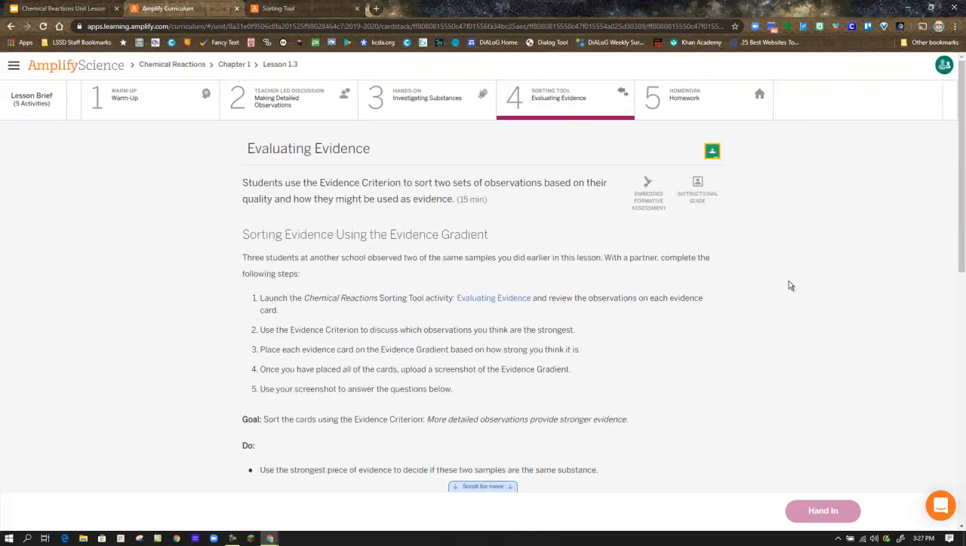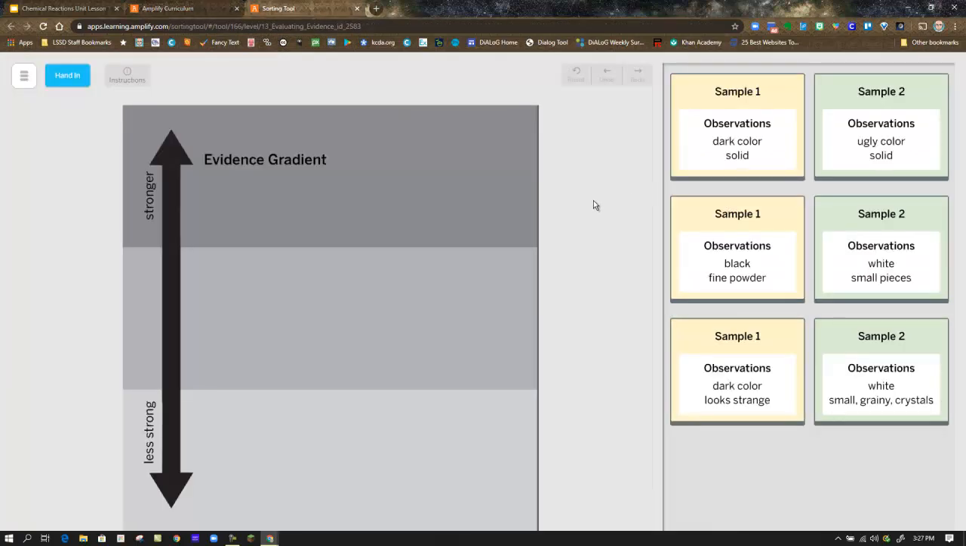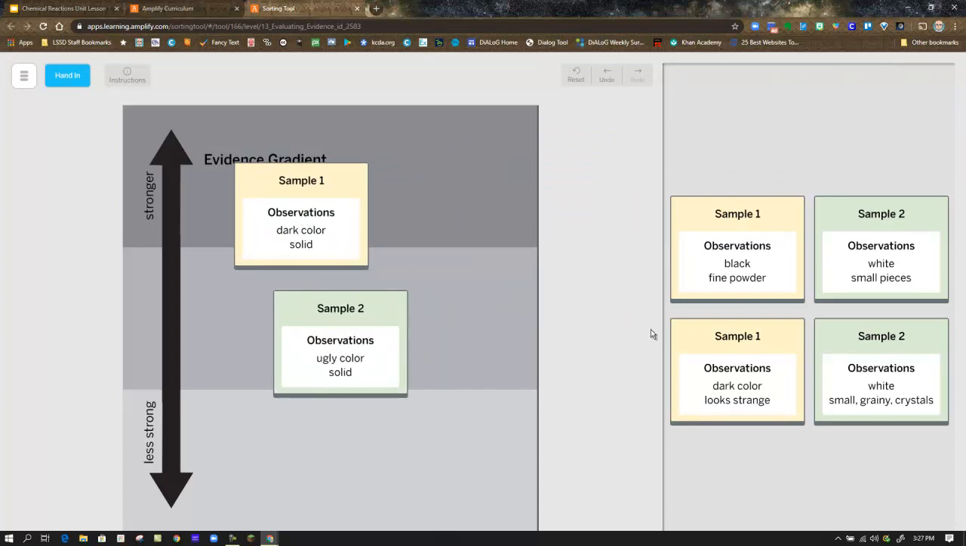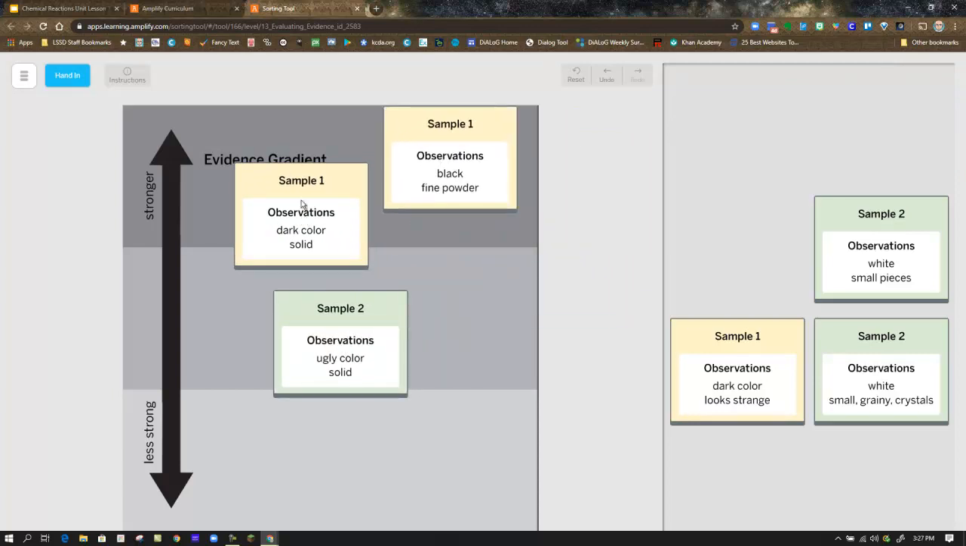In step 4, you have a sorting evidence gradient tool. We've seen similar ones before. In this case, once you open the link, the evidence tool looks like this. You've seen the evidence gradient poster before, stronger evidence at the top, less strong evidence at the bottom, and you have a number of boxes, and you are going to drag those over and decide which of them are stronger evidence and which are weaker evidence. Again, referring to the evidence criteria.